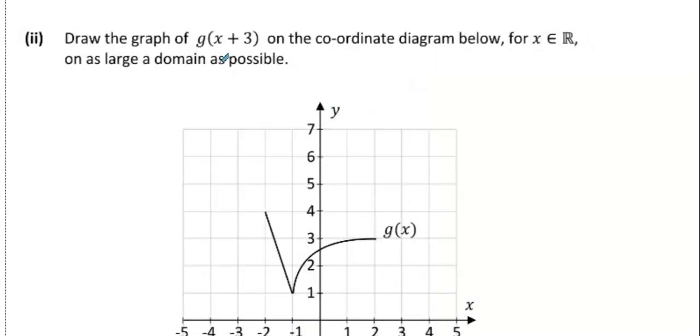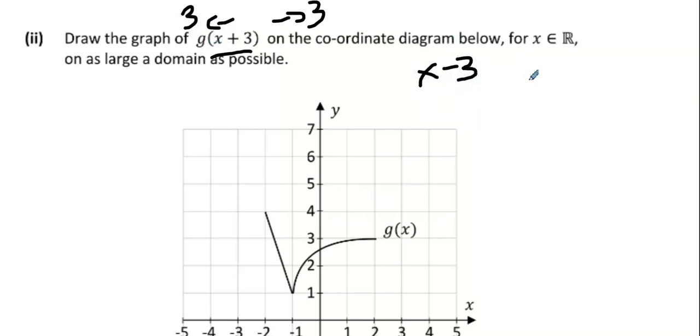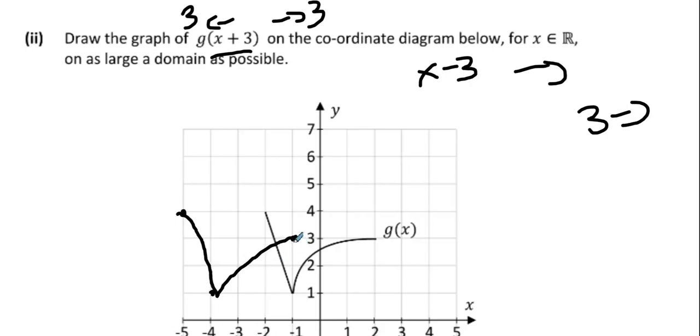And while I'm here, x plus 3 always does the opposite. You think it should shift 3 to the right, but it actually shifts it 3 to the left. X minus 3 would actually shift it 3 to the right. Everything is 3 spaces to the left. And you have it. There you go.